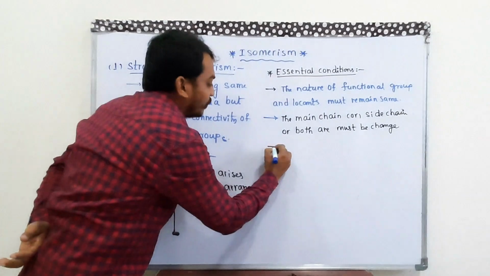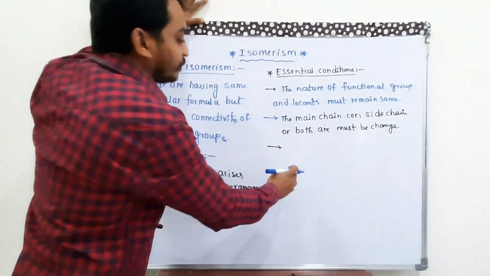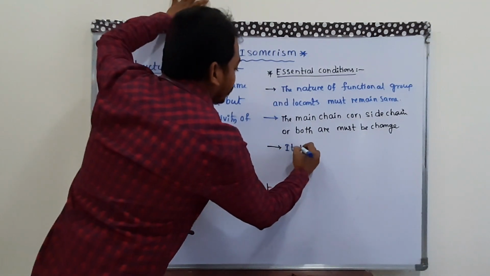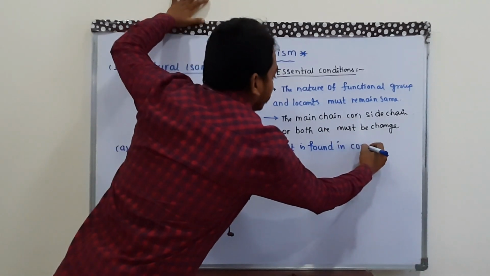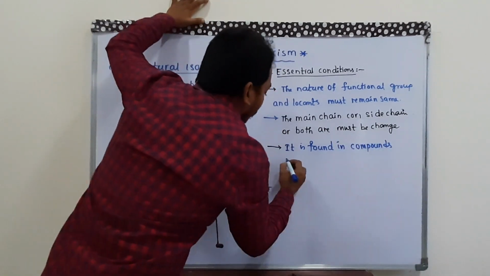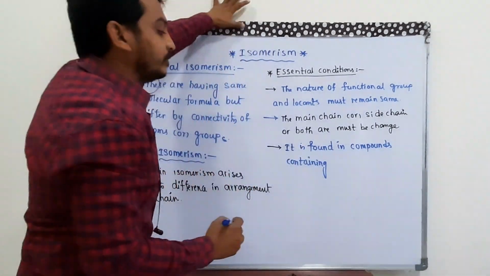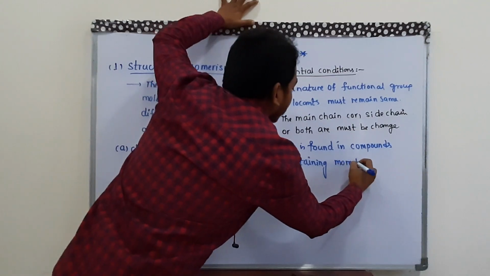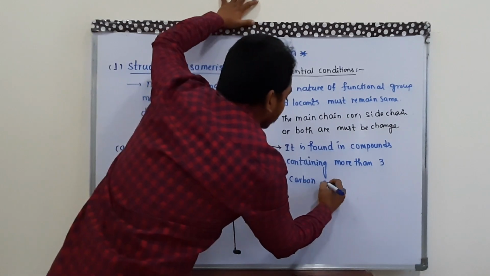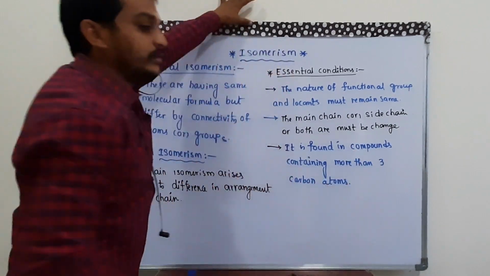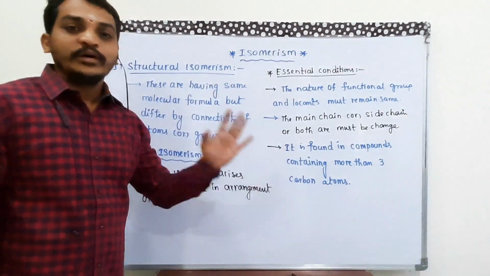So here, what is the third point? The essential condition of chain isomerism. It is found in compounds containing more than 3 carbon atoms. So that time only we observe or find chain isomerism in the given compounds.